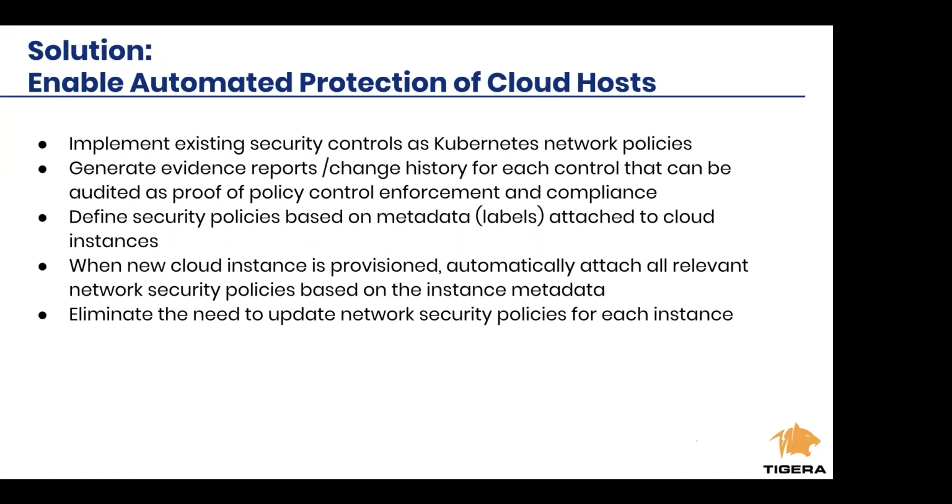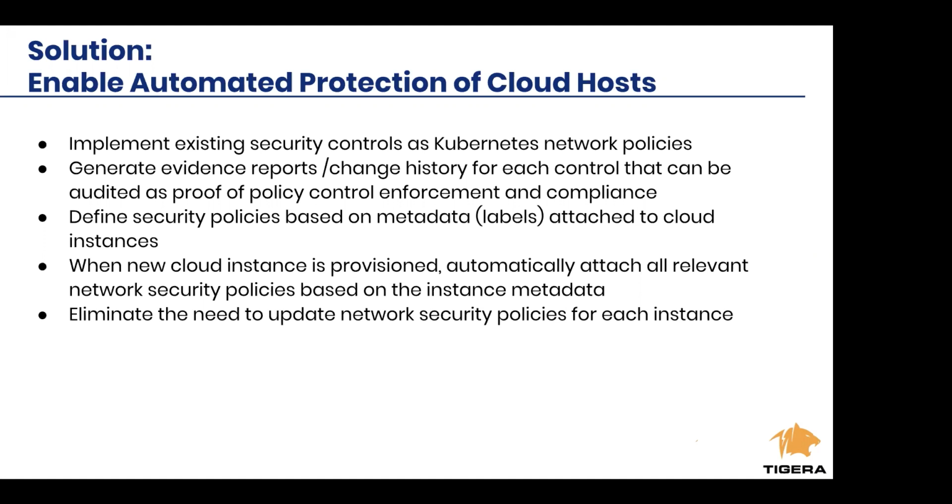So the way that we can solve this today with Calico and Calico Enterprise is we can enable automated protection of cloud hosts. And we do that by defining security policies using Calico Network Policy. Calico Network Policy is a superset of Kubernetes Network Policy. And what it is, is a declarative, label-based network policy mechanism that will allow you to restrict access inbound and outbound from your cloud instances.